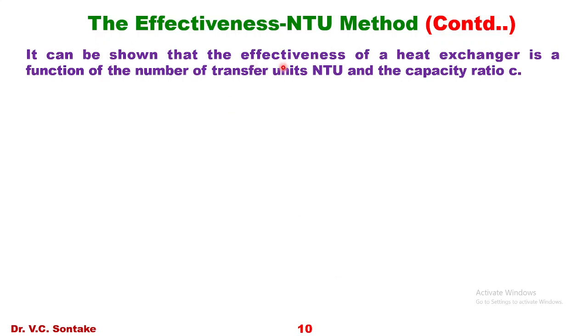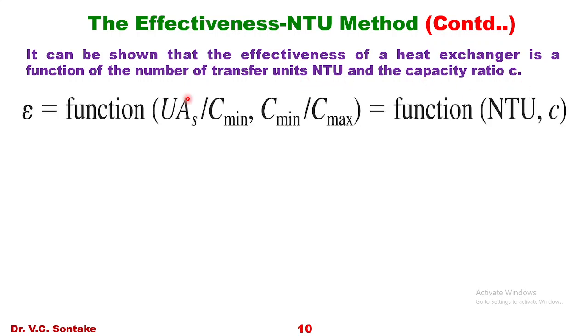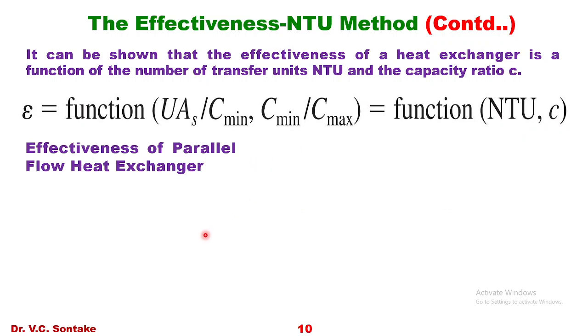So it can be shown that the effectiveness of a heat exchanger is a function of the number of transfer units and the capacity ratio C. So effectiveness is a function of UA over C minimum and the ratio of C minimum to C maximum. That is, a function of NTU and capital C. Now we can find out the relationship between effectiveness epsilon and NTU and capacity ratio for parallel flow heat exchanger and counter flow heat exchanger.